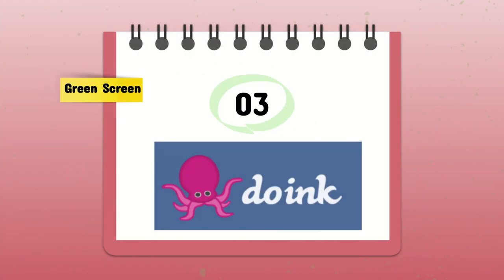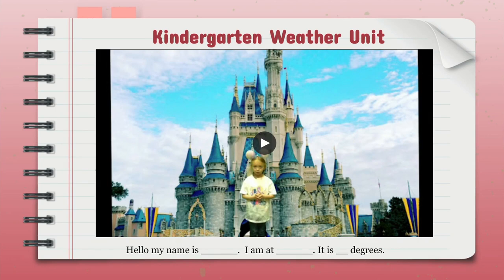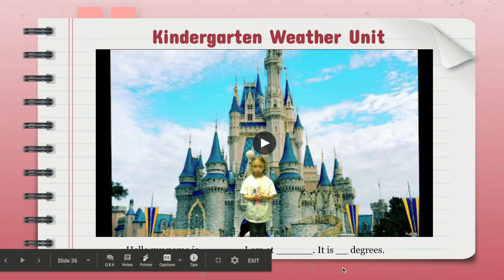All right, next up is some green screen fun. The app that I like the best is called Do Ink. I'm going to show you how user-friendly it is. So this student says her name, and she says where she's going, and it's 81 degrees.